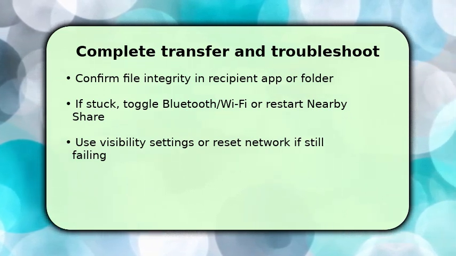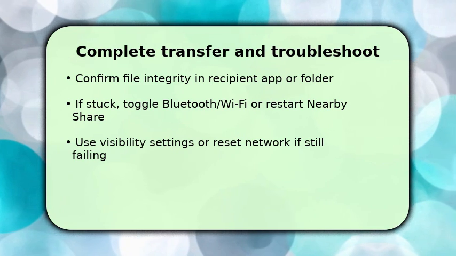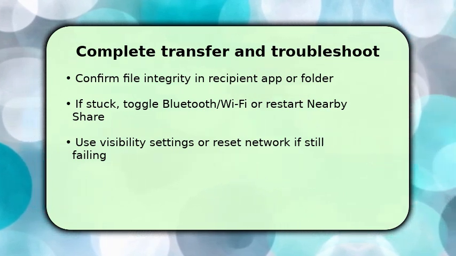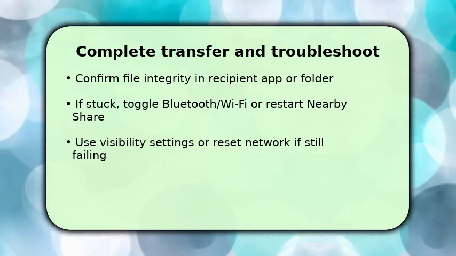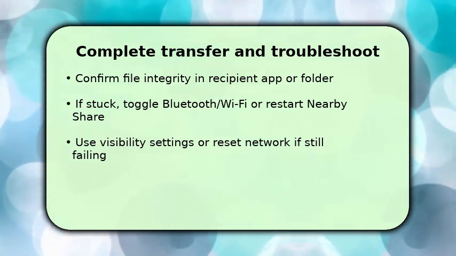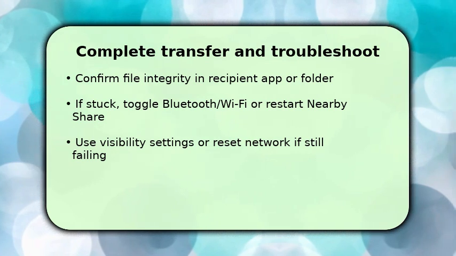If problems persist, set Nearby Share visibility to everyone briefly or restart both devices to refresh connections. As a last step, reset network settings only if transfers consistently fail. That clears corrupt settings.